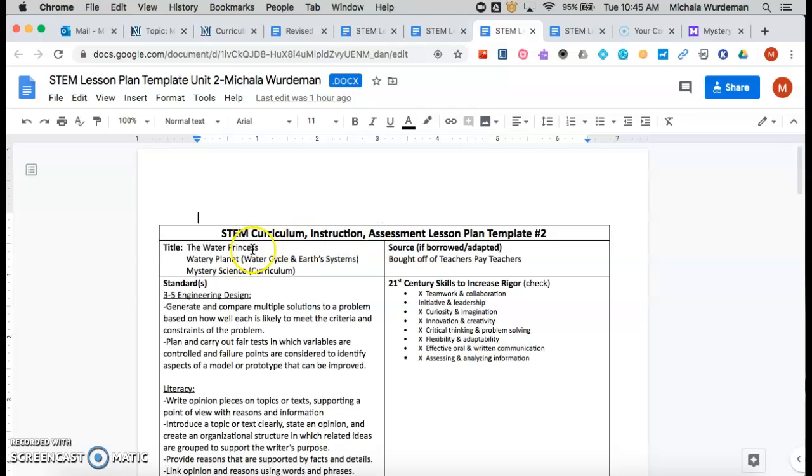My second STEM one is the Water Princess, which I believe a couple people reviewed earlier in the semester.